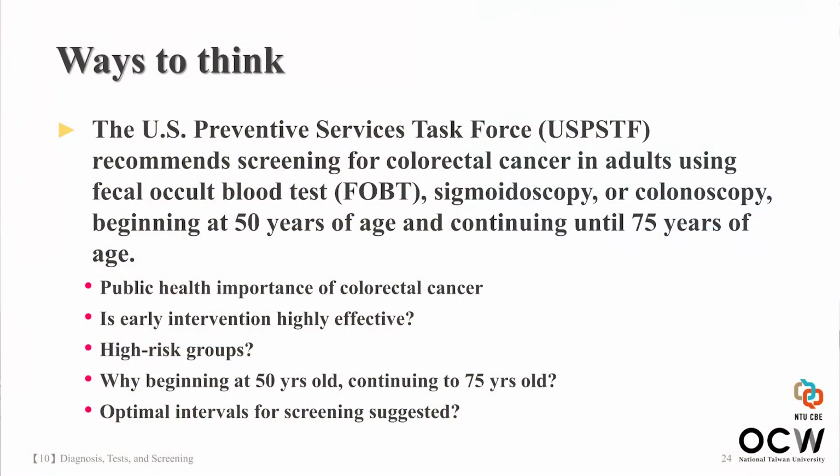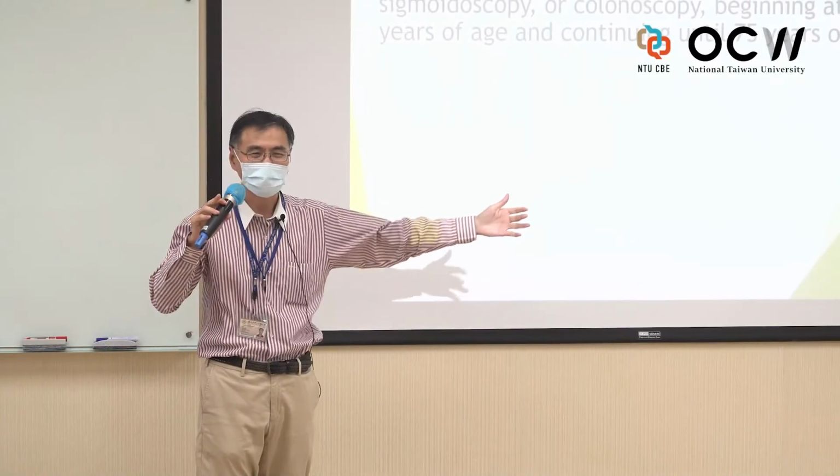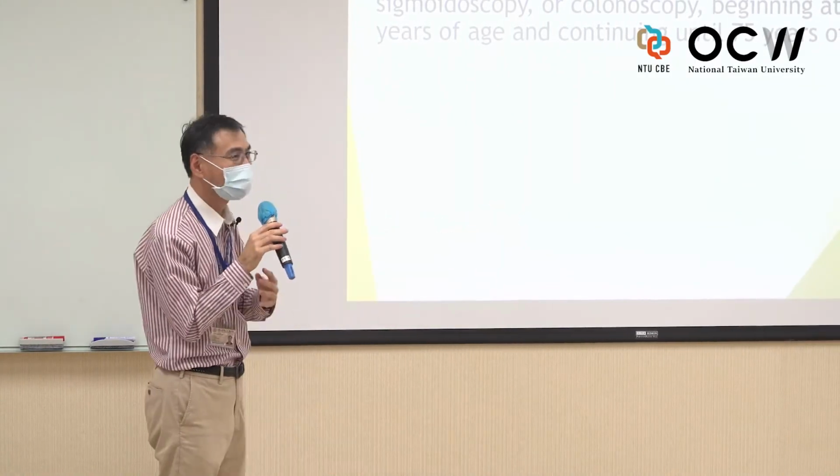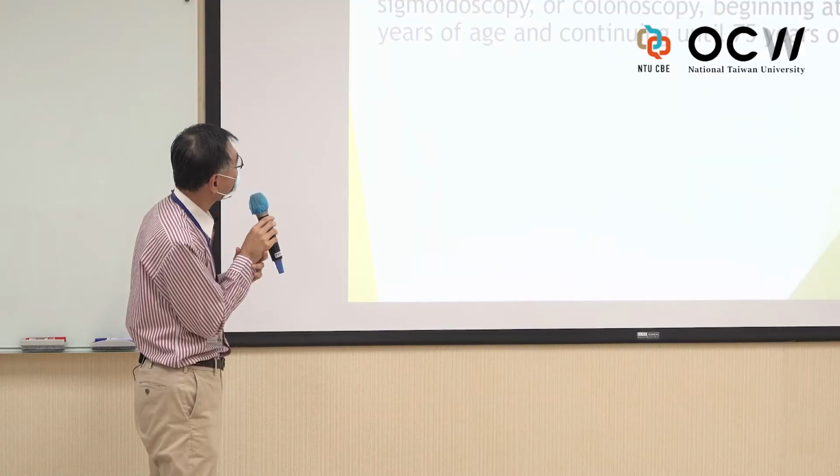Ways to think. This is true information. The U.S. Preventive Services Task Force, USPSTF, recommends screening for colorectal cancer in adults using the fecal occult blood test, or FOBT, which simply tests for traces of blood in the stool, or sigmoidoscopy, which is about this long, or colonoscopy, which is that long, about 1 meter, beginning at 50 years of age.